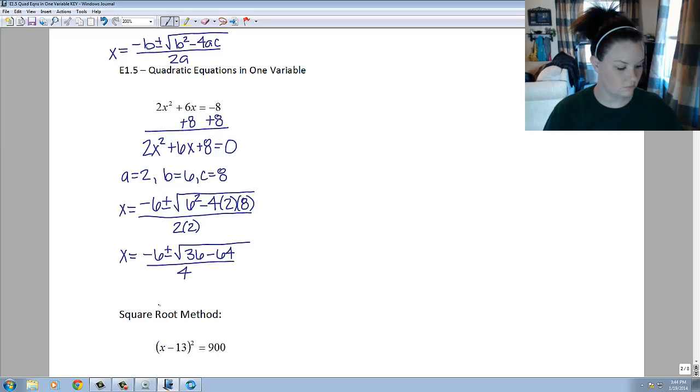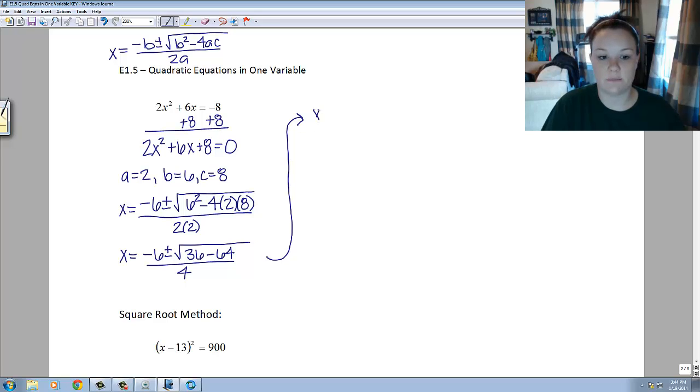All right, so I continue simplifying. The 36 minus the 64 underneath the radical is going to give me a negative number. Remember, anytime we have a negative underneath the radical, that means we're going to end up with a complex number. So I have negative 6 plus or minus the square root. 36 minus 64 gives me negative 28 all over 4.